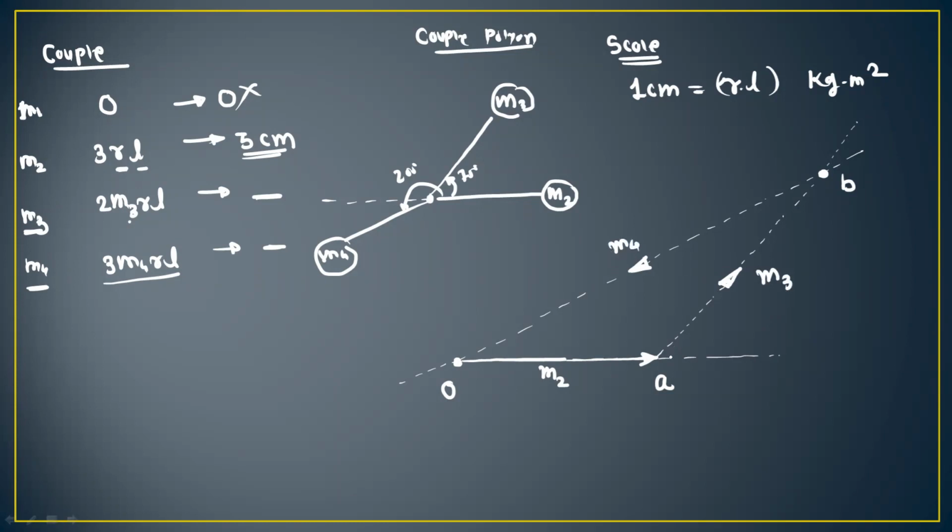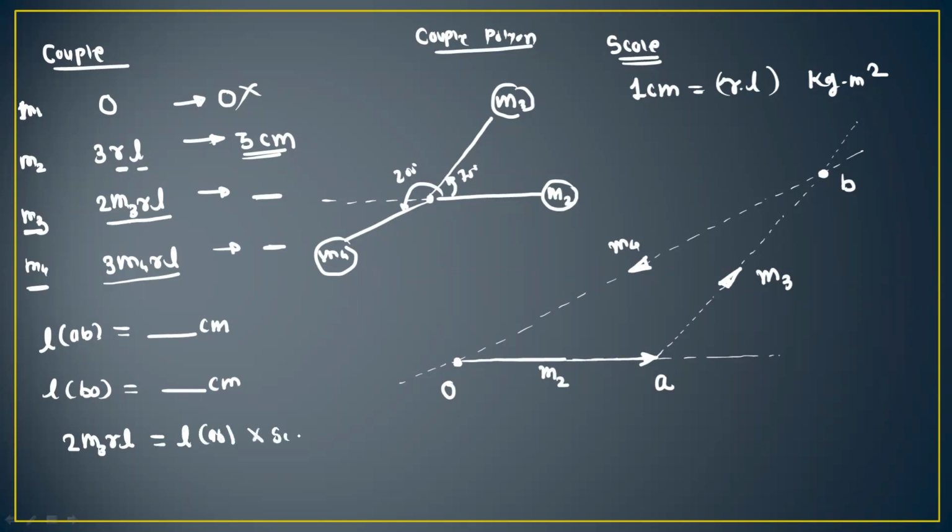So now measure this length A to B. So you will get some value in terms of centimeter. Then measure length B to O. Again, find out that length in terms of centimeter. And then equate this complete value, which is 2 M3 R into L, equal to length AB into scale. So what is our scale? It is just R into L, kg meter square.